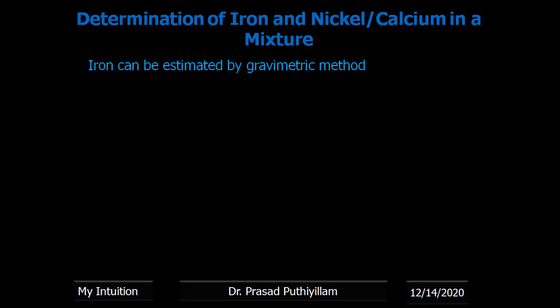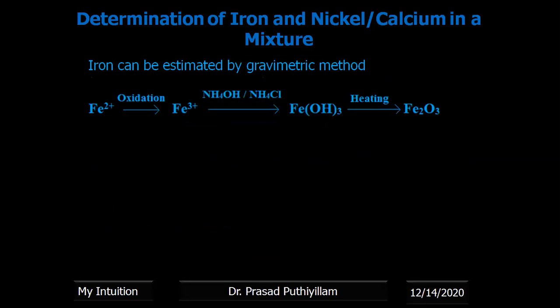Therefore, in this combined method, iron can be estimated by the gravimetric method. If ferrous is there, whether we prepare it from an alloy or separately with ferrous ammonium sulfate, on oxidation it will be converted into ferric, Fe3+, which in the presence of ammonium hydroxide and ammonium chloride will be converted into ferric hydroxide, a precipitate. On further heating, it will be converted into Fe2O3.